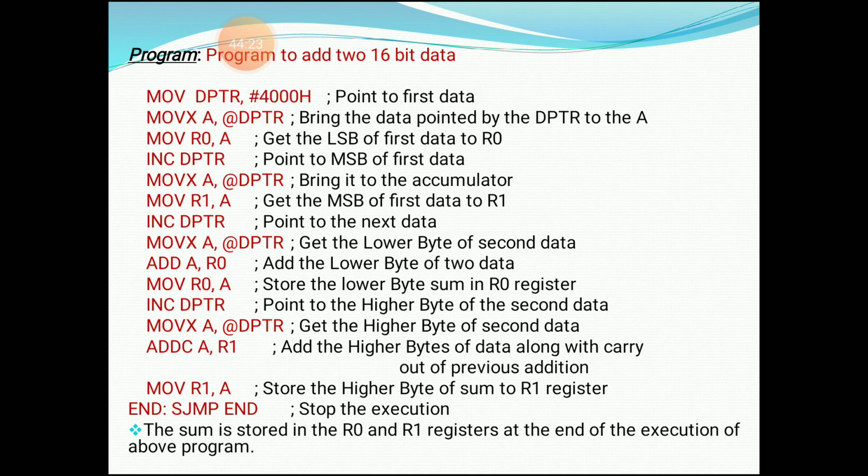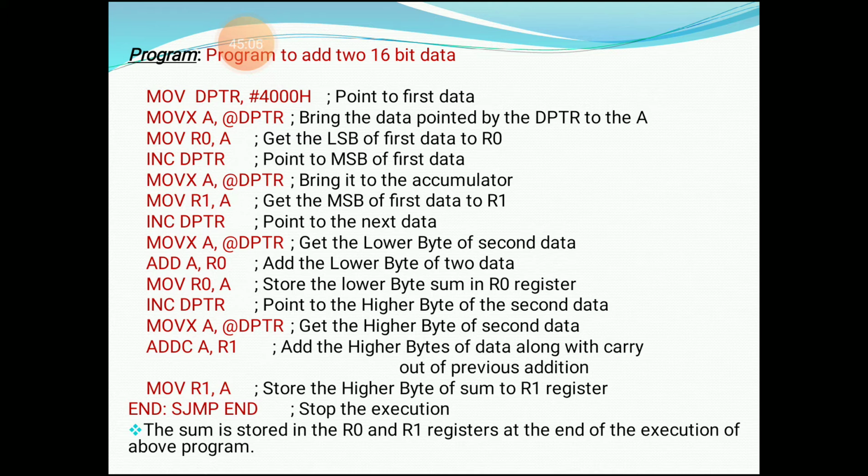Now initialize the 4000H address into the DPTR by using move DPTR comma #4000H. Now access the data through the DPTR and send it to the accumulator by using MOVX A comma @DPTR. This instruction accesses the data from the DPTR-specified address 4000 and loads it into the accumulator. This accumulator value contains the lower byte of the first 16-bit data and is loaded into the R0 register. Now increment to the next memory location by using INC DPTR.